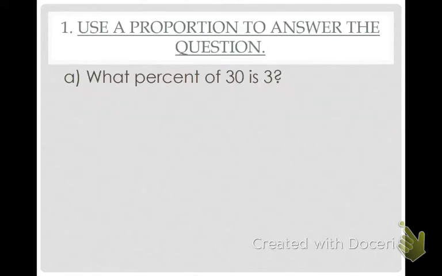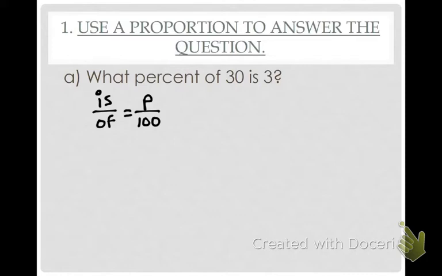So let's go ahead and go on here. Number 1, use a proportion to answer the question. My question for problem A says, what percent of 30 is 3? So what we're going to do is start with that formula that I gave you at the very beginning of class today that says is over of equals P over 100. So I want you to go ahead and write that formula down. Then we are just going to be plugging things in right there, okay?